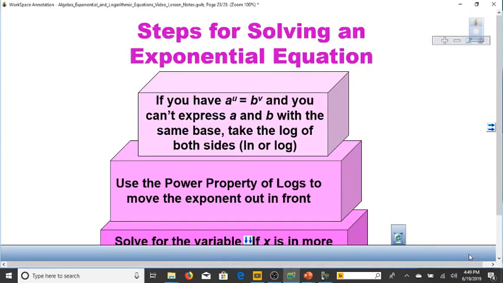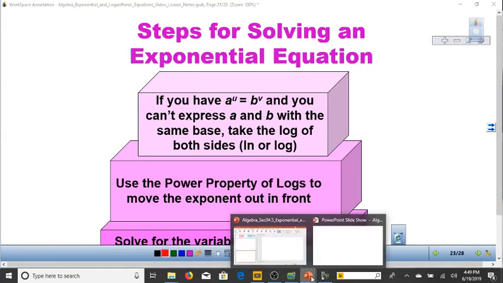Now let's talk about solving equations that cannot be written this simply. So let's see if we can get into that concept right now.